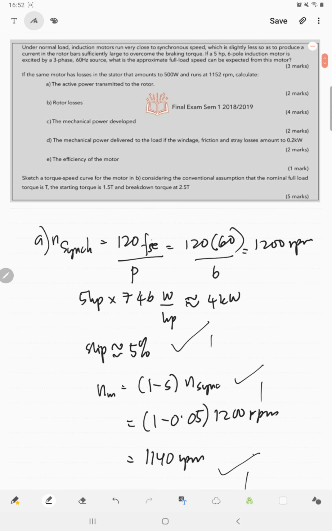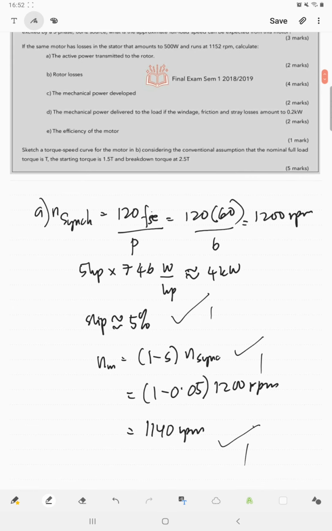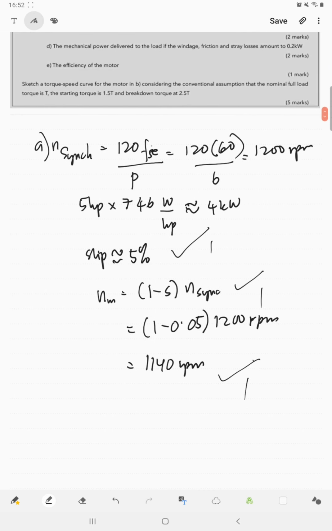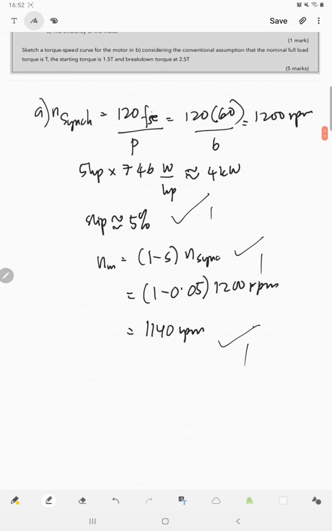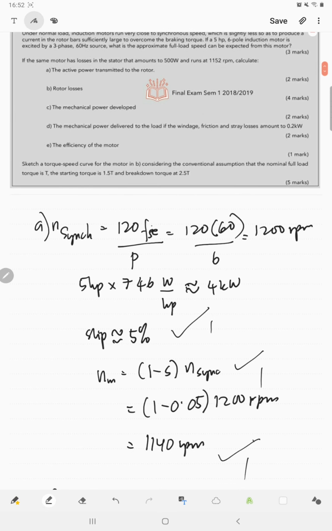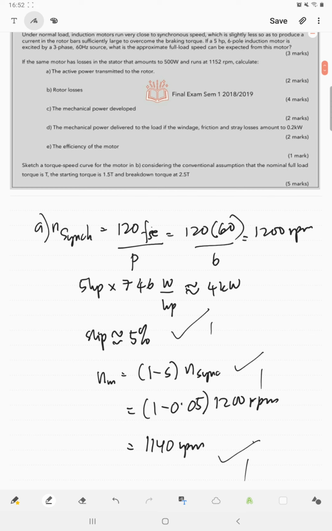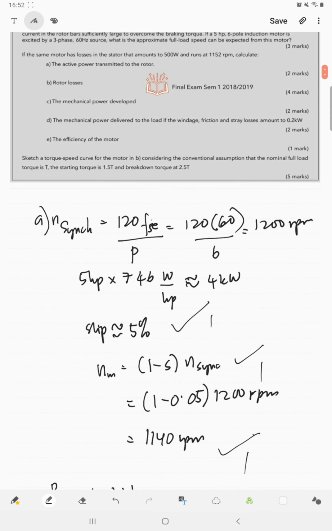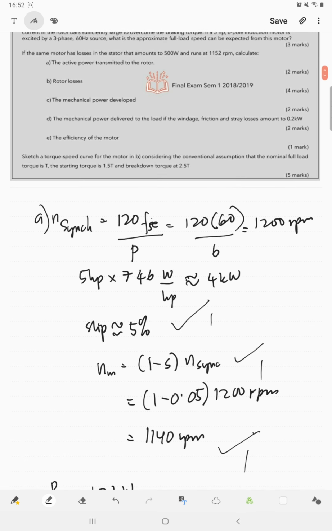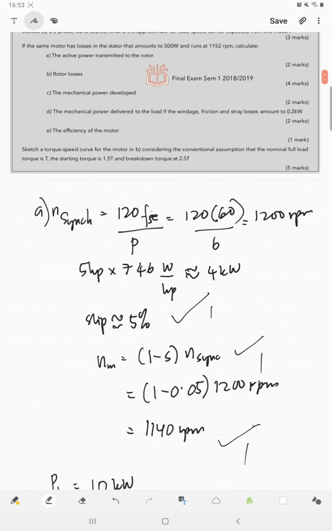Okay, so the second part asks for the analysis. This question actually has a correction in the final exam, that the input power is not given. So I have given the input power as a correction to be 10 kilowatt. Okay, so this is the active input power that was given to the motor. So if the same motor has an input power of 10 kilowatt, the stator losses amount to 500 watt, and the motor runs at 1152 RPM.